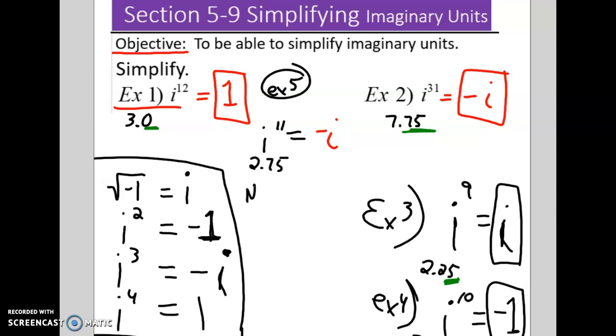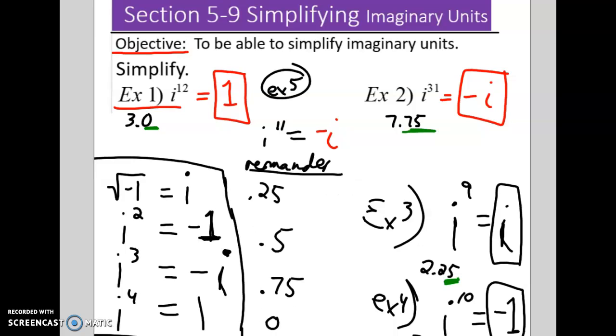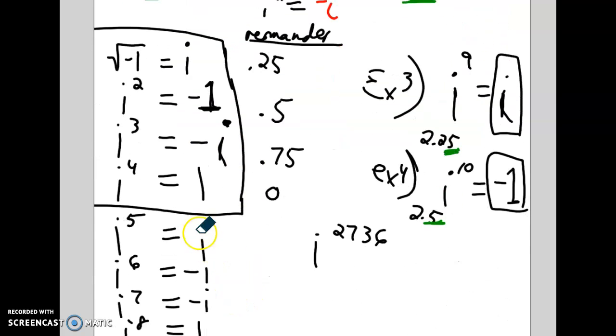Now, don't mind these remainder numbers. I have to go back and fix them. They shouldn't have read that. This is what they should read. If your remainder is 0.25, like it is here, the answer is i. If the remainder is 0.5, like it is for 10, i to the 10th becomes -1. The pattern develops and it goes over and over and over again.